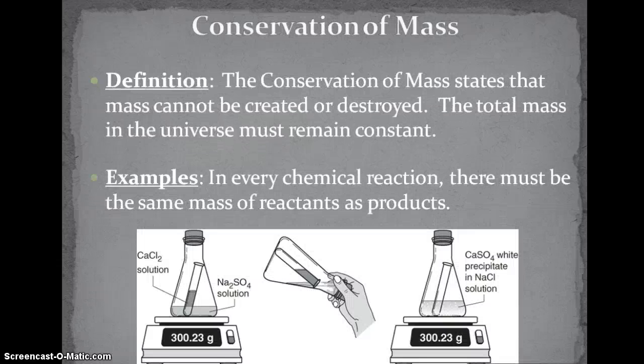The last thing we're going to talk about today is the conservation of mass. This conservation of mass states that mass cannot be created or destroyed. We talked about something similar in the beginning of the year with energy. This means that the total mass in the universe must remain constant or stay the same. Example, in every chemical reaction there must be the same mass of reactants as products.